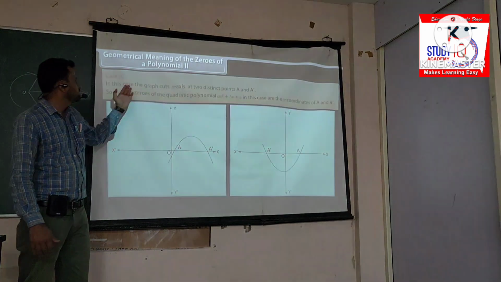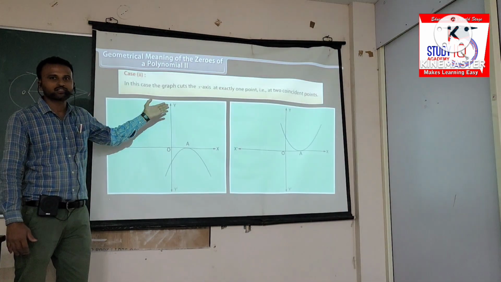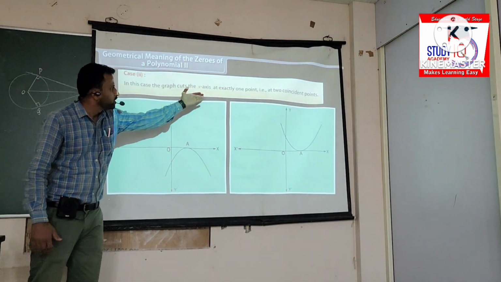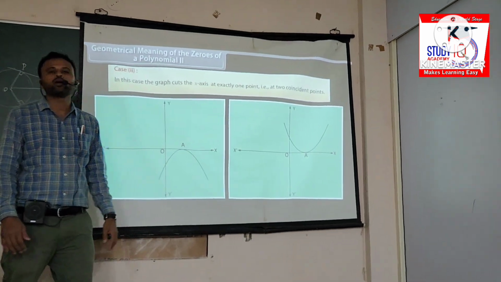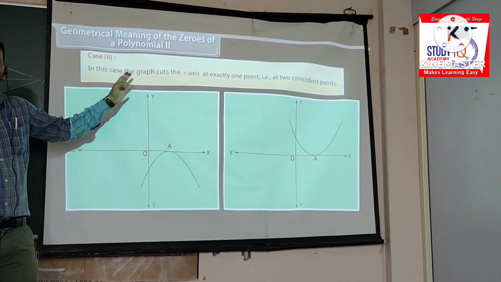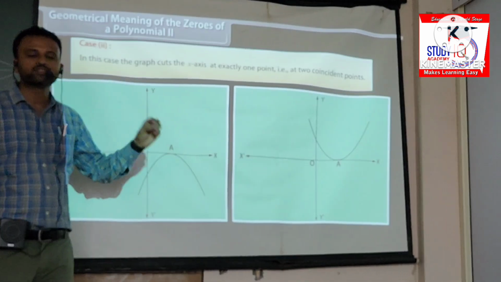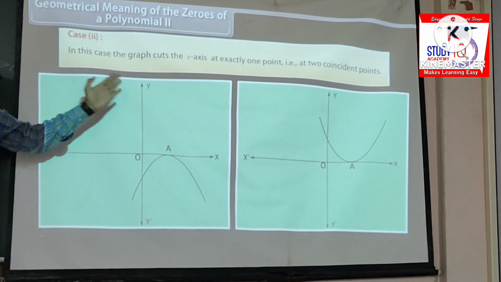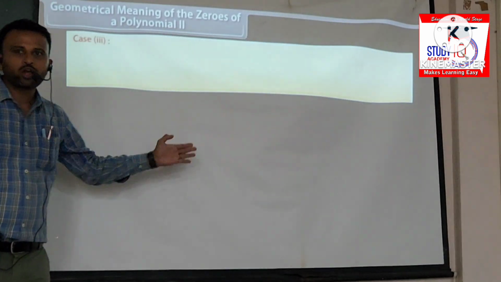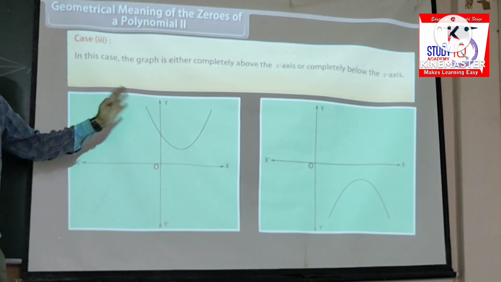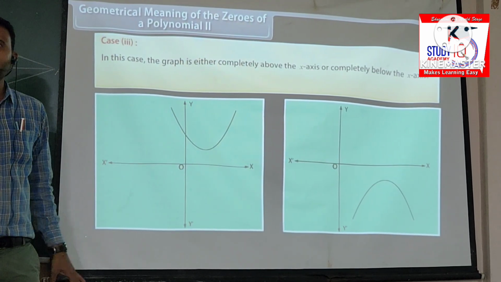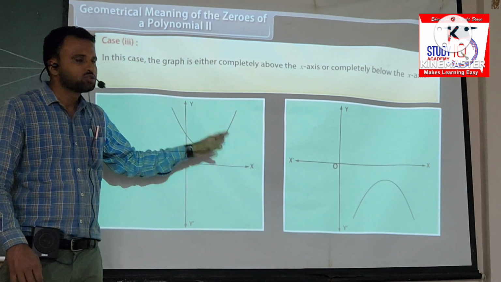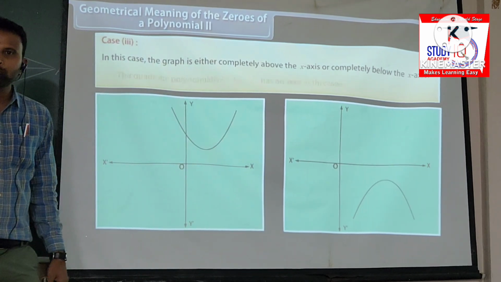In this case, the graph cuts the x-axis at exactly one point, that is, at two coincident points. The general form of a quadratic polynomial is ax square plus bx plus c. So here we are going to see the graphs of polynomials. Always for a quadratic polynomial, we are going to see three cases.